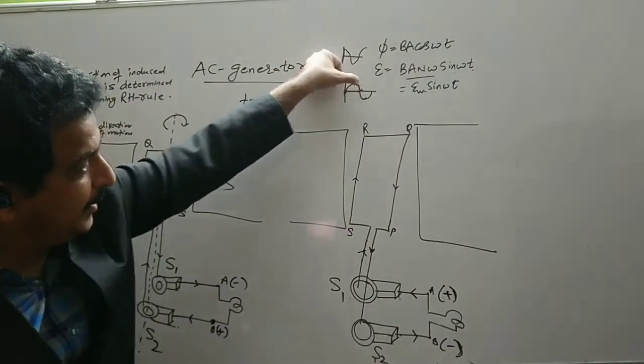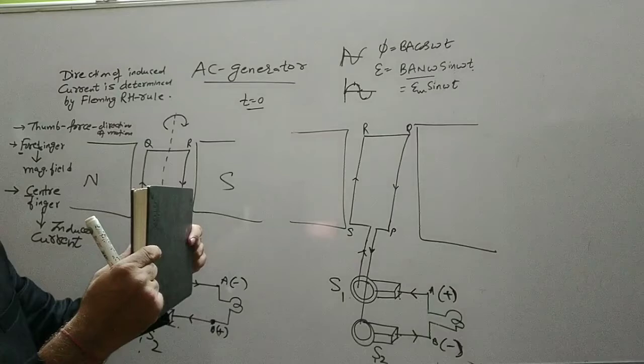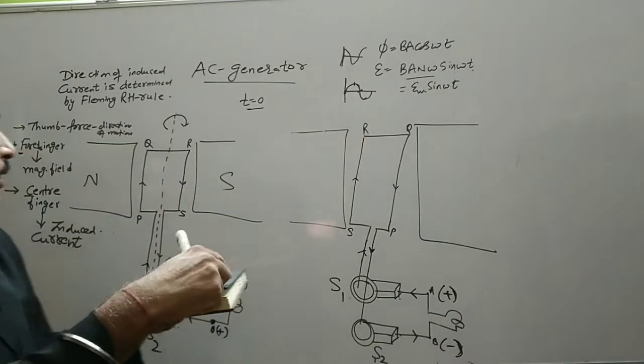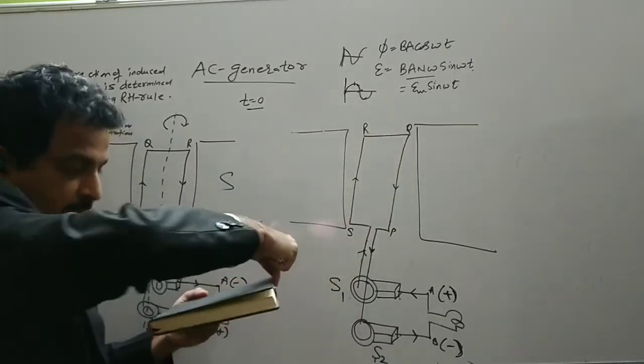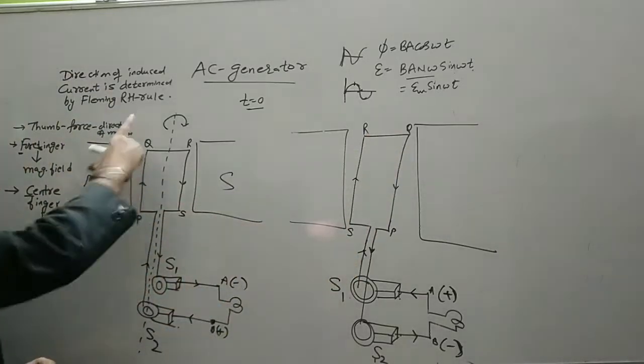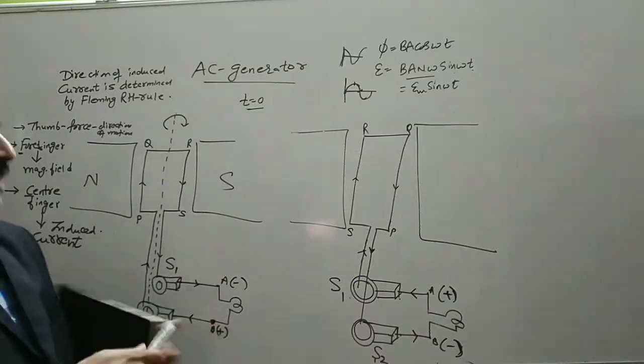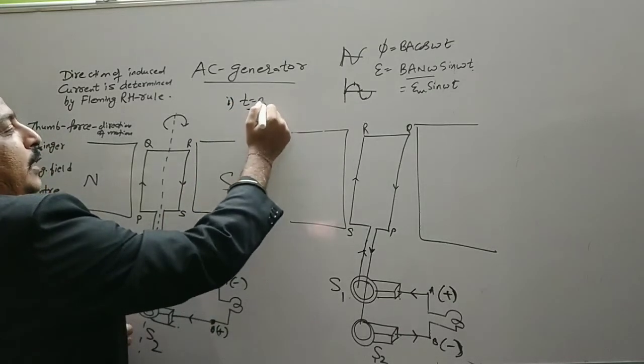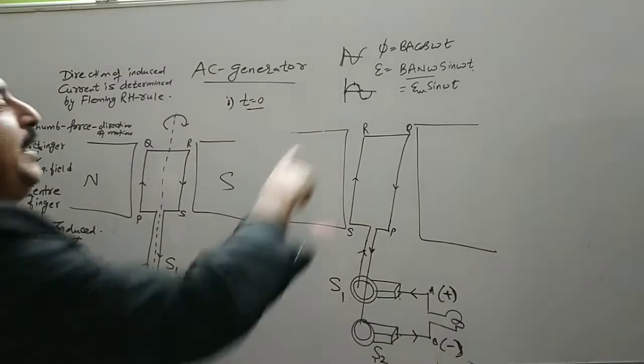Then the current started decreasing. So this is 90 degree. Now the polarity will change, so the current in this end will come out. For PQ it was going in. Now we will start step by step from t equal to 0. The EMF will be 0.